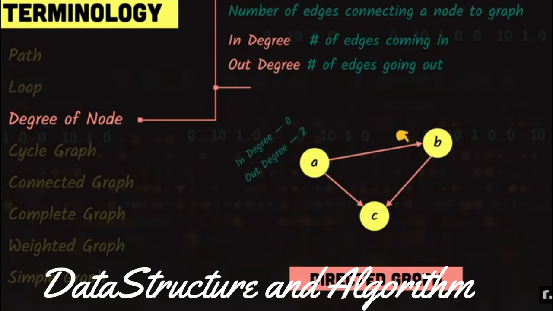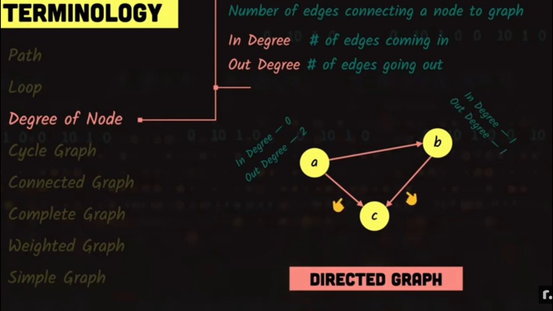Next we have the node B. There is one edge coming into the node, so the in degree would be 1, and there is one edge going out, so the out degree would also be 1. For C we have two edges coming in, so the in degree would be 2, but there are no edges going out, so the out degree would be 0.